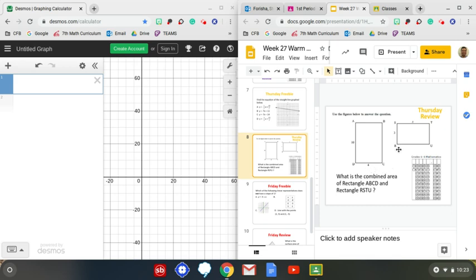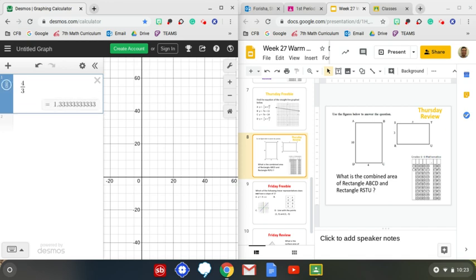Well, RSTU, ABCD. So if we were to turn that RSTU, 3 goes with that 4. So how do I go from 4 to 3? Well, 4 divided by 3 is 1 and a third. So that's your scale factor, 1 and a third to go up.